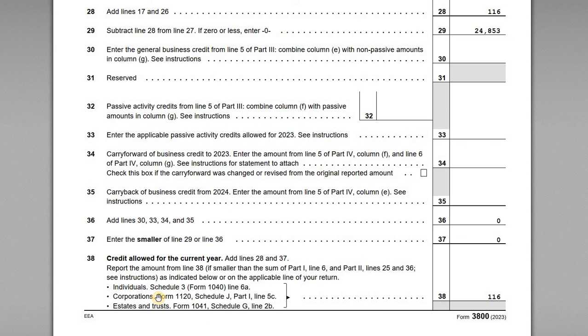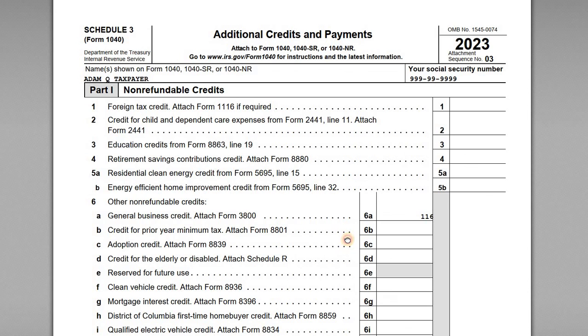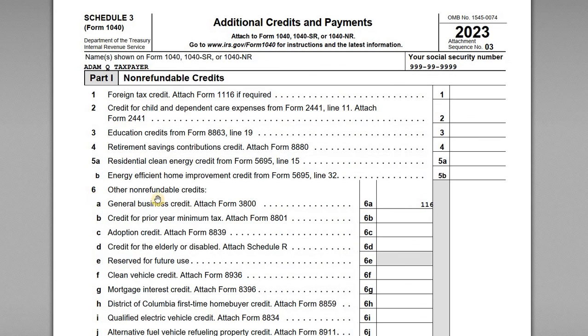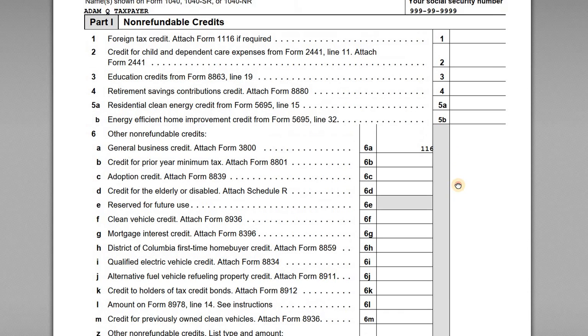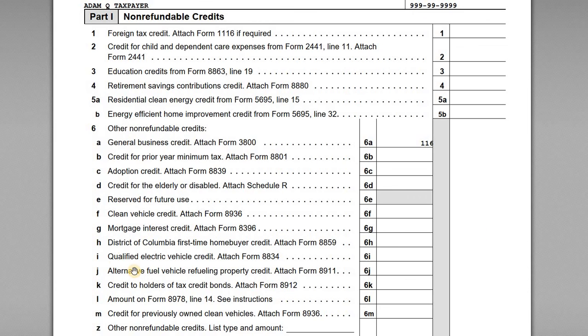For individuals here, we're reporting this on Schedule 3 of Form 1040, line 6A. So if I go to Schedule 3, this is where we report the non-refundable credits. We are going down to line 6, other non-refundable credits, and line 6A is that general business credit of $116. Now, for those of you that had the personal use credit, you would report it down here on 6F, right? So you had clean vehicle credit 8936, but if you have a business use component of that clean vehicle credit, it's going to be a general business credit reported up on line 6A for the Form 3800.